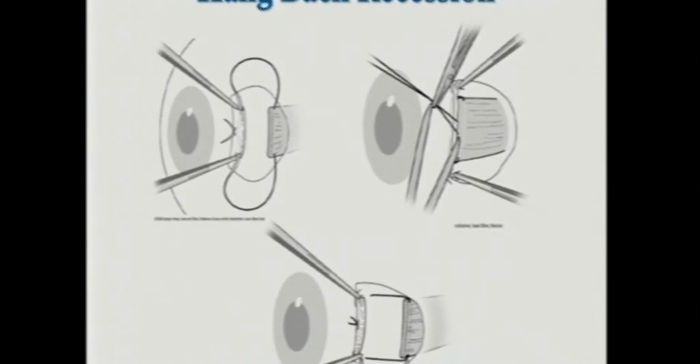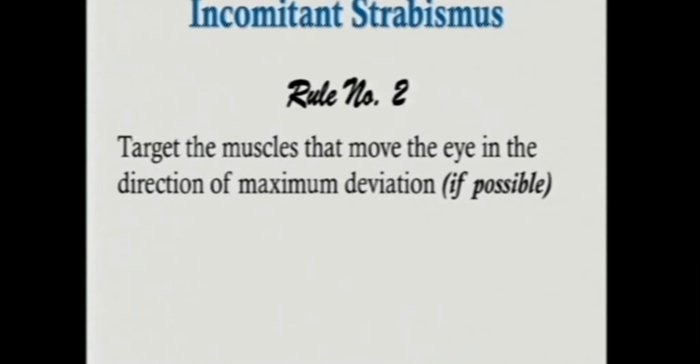Next, please. My recessions on the whole are hang-back because I do a lot of teaching and training, and I find it's very easy to train residents on these because you're doing all your suturing here, where you have better exposure, and also then you can use this with an adjustable suture. Next, please. So here's my second rule. You try and target the muscle that moves the eye in the direction of maximum deviation, if at all possible.